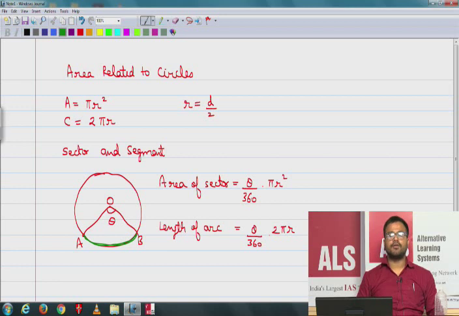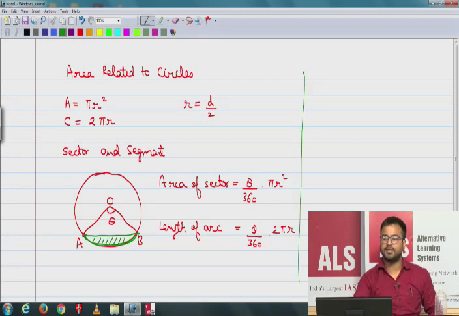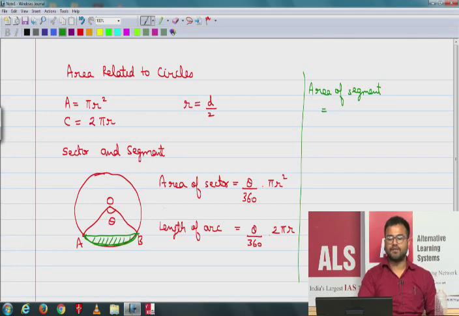The second thing was the area of segment. Now what is a segment? If I join the line AB, which is the chord, the chord divides the circle into two parts. Those two parts are called segments, major and minor. The minor segment is formed by the minor arc, like this shaded region. To find the area of the minor segment, we have to subtract the area of triangle from the area of sector.